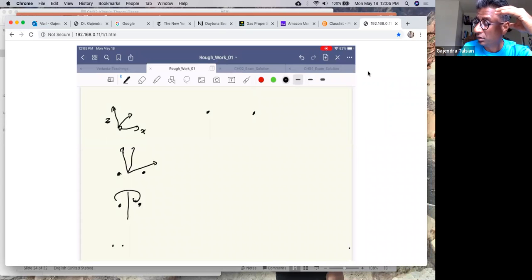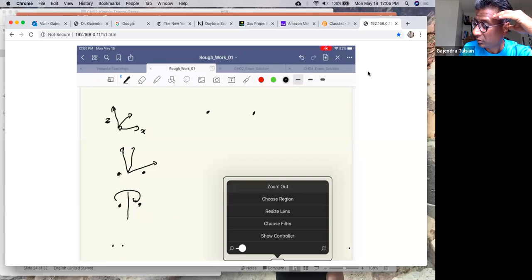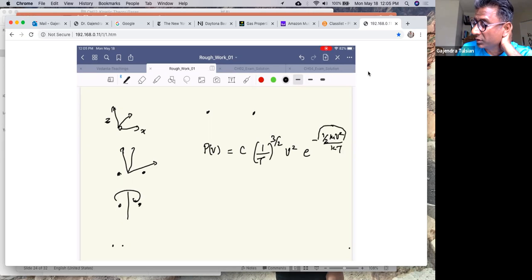So the probability that a molecule will have speed v is proportional to a constant times T to the power of 3/2, v squared, e to the power of minus 1/2 mv squared divided by kT. And you see this term is the kinetic energy. So it's C1 T to the power 3/2 v squared e to the power of minus kinetic energy divided by kT.